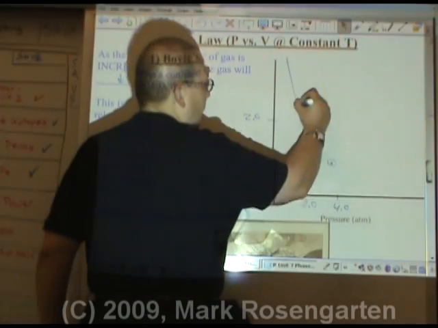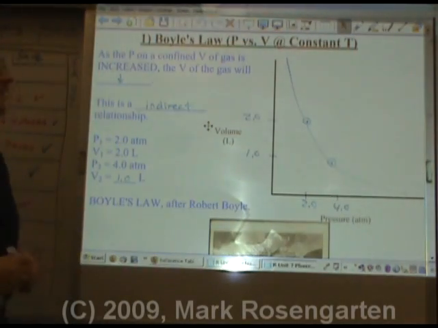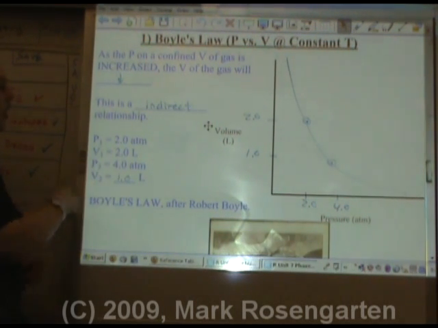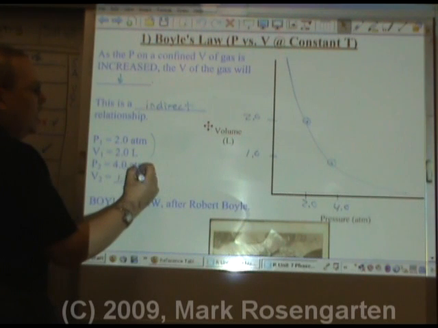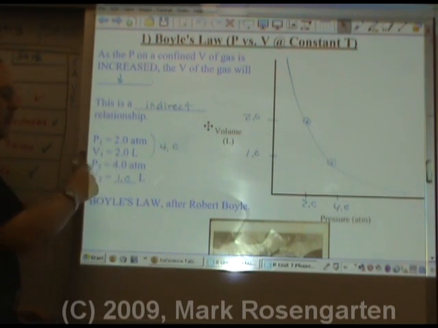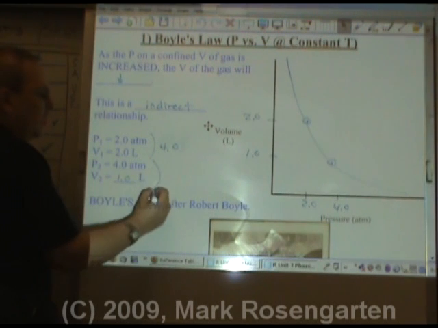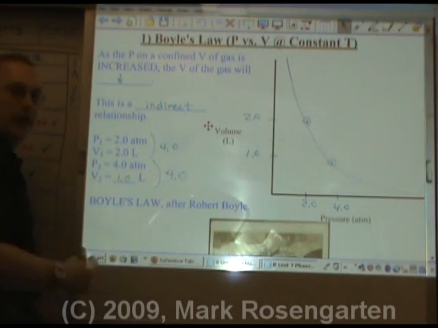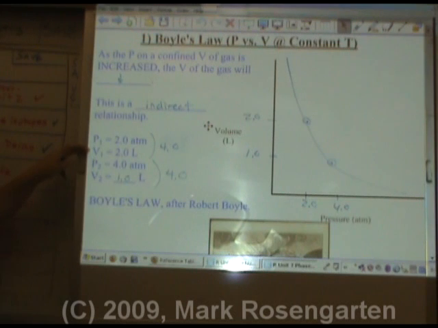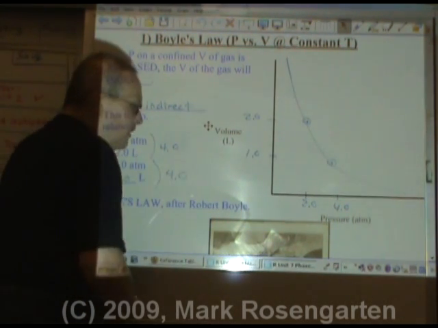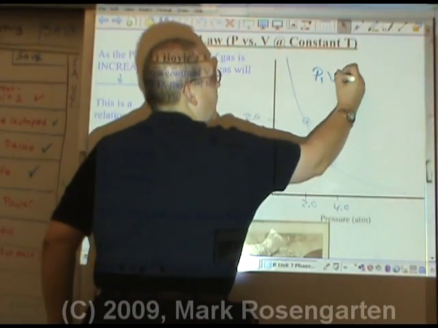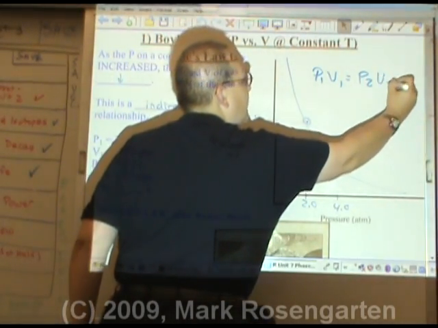And it gives you a graph that looks like that. A nice indirect relationship. If you take pressure 1 and volume 1 and you multiply them together, you get a number, 4.0. If you take pressure 2 and volume 2 and multiply them together, you get the same number, 4.0. Since pressure 1 times volume 1 equals 4, and pressure 2 times volume 2 equals 4, that means pressure 1 times volume 1 equals pressure 2 times volume 2, leading to the formula for Boyle's Law, P1 times V1 equals P2 times V2.